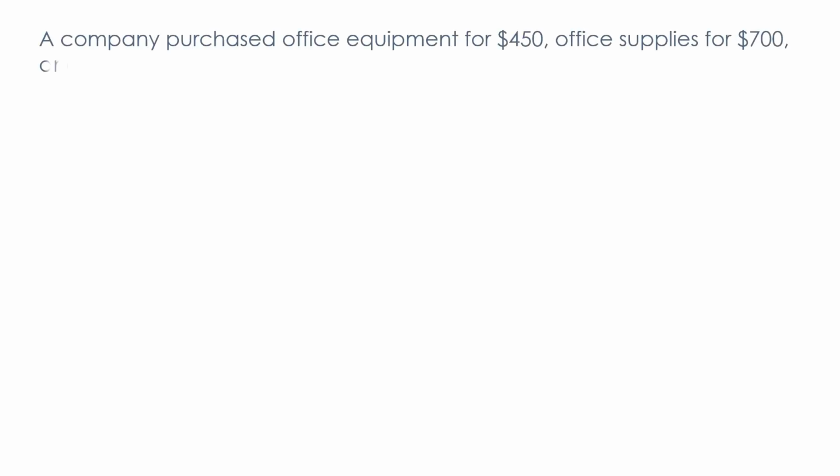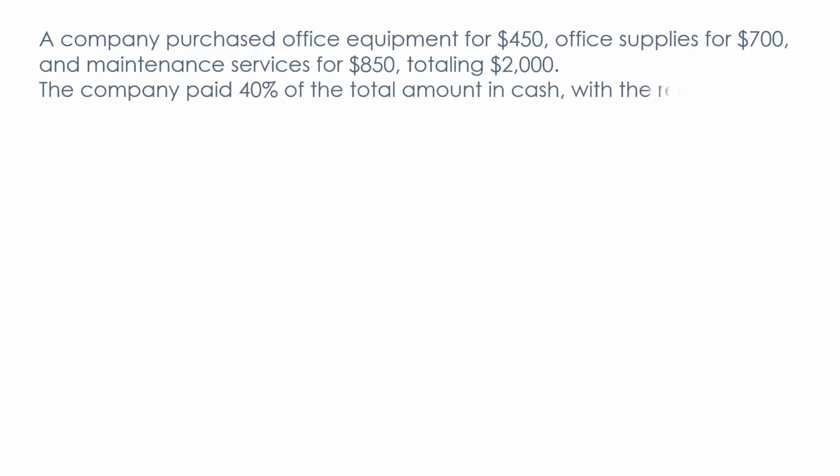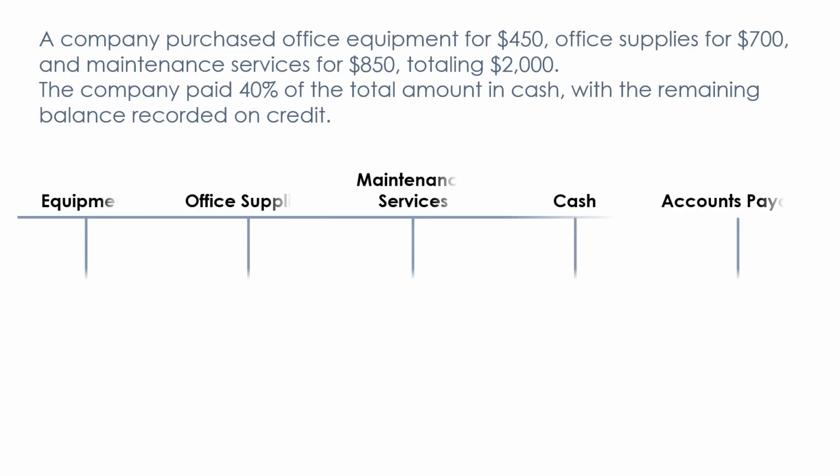And here is a more intricate journal entry involving purchasing office equipment, supplies, and services. A company purchased office equipment for $450, office supplies for $700, and maintenance services for $850, totaling $2,000. The company paid 40% of the total amount in cash, with the remaining balance recorded on credit. How would these transactions be recorded? This transaction includes 3 debits and 2 credits.